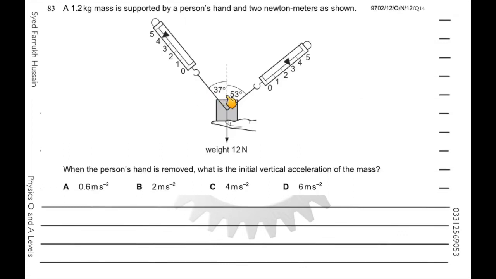In this case there are two forces acting vertically upwards while one force is acting vertically downwards. 4 Newton force and 3 Newton force are making angle 37 and 53 degree with the vertical axis, so we will resolve these forces to find out the vertical components of these forces by making vector triangles as I have drawn for 4.